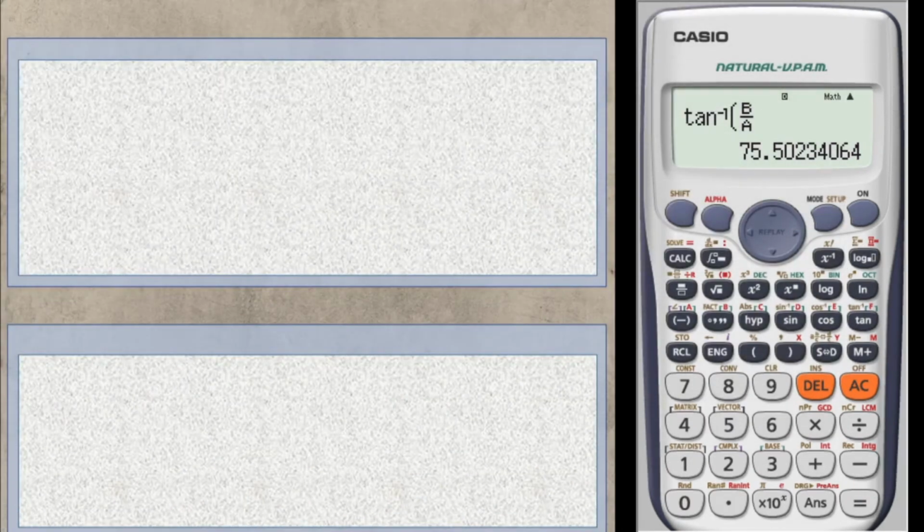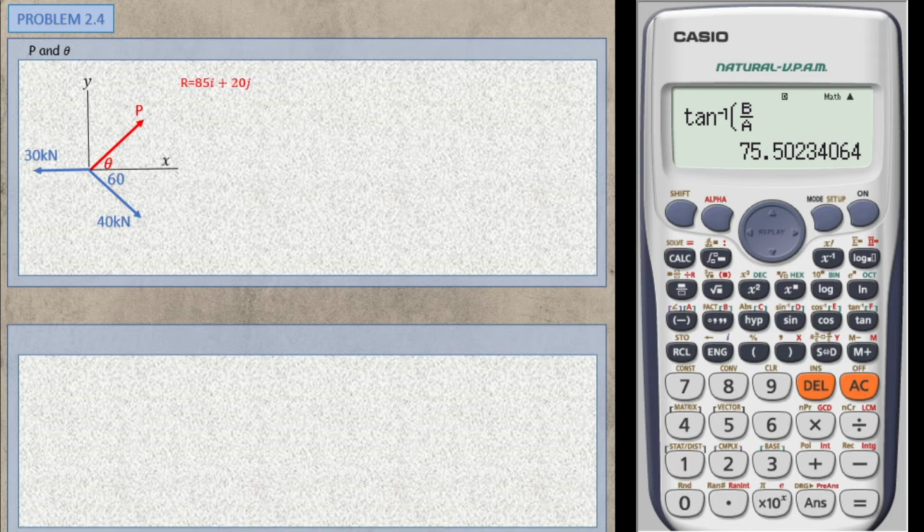And now let's start solving problem 2.4. For problem 2.4, we need to find P and the angle. Based on the given figure of our problem, this will be the free body diagram of that one, and we have a given R of 85i plus 20j. So what we are going to do is equate R to the summation of forces Rx and Ry.